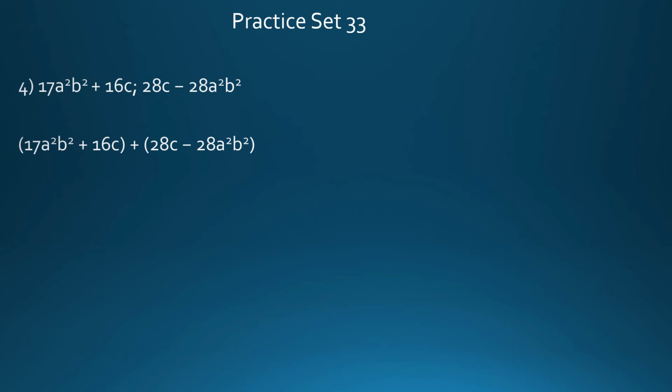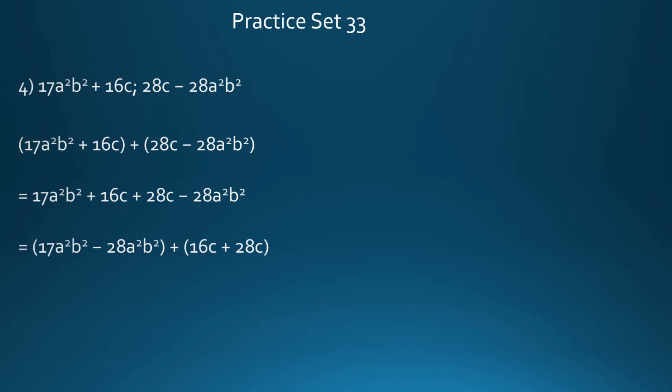Our next step is to open all the brackets. So we will have 17a square b square plus 16c plus 28c minus 28a square b square. In the next step, we are going to put like terms together in one bracket. So we will have 17a square b square minus 28a square b square plus 16c plus 28c.